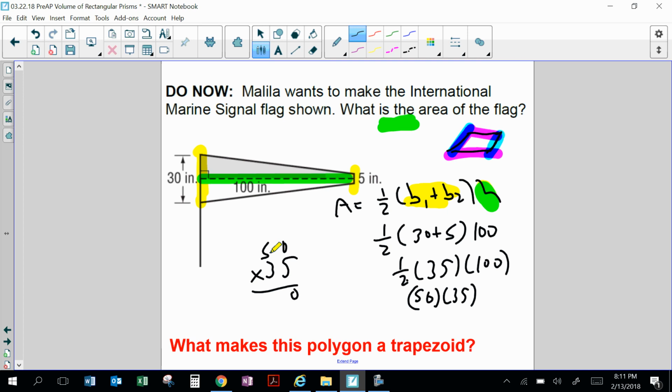And what is 50 times 35? 5 times 0 is 0. 5 times 5 is 25. Then 3 times 0 as a placeholder. 3 times 0 is 0. 5 times 3 is 15. Add it up: 0, 5, 7. It's 1,750 square inches. And that is how to find the area of a trapezoid.